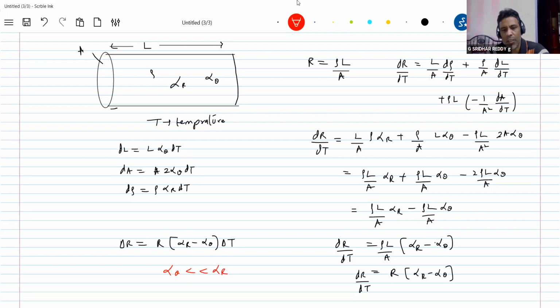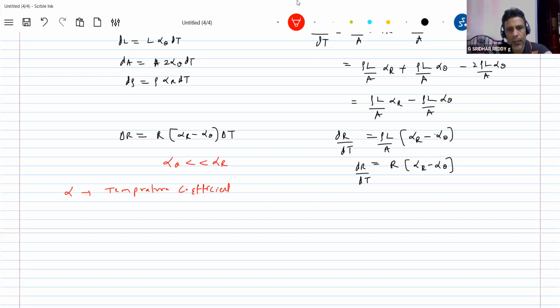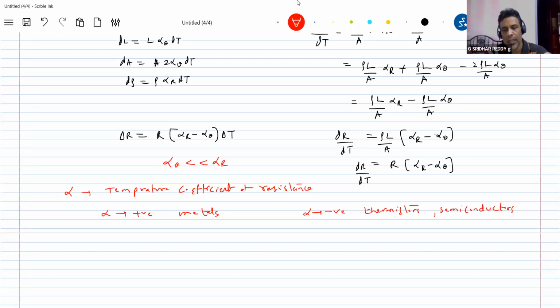So now what is alpha for a metal? This is called the temperature coefficient of resistance. This alpha will be positive for most of the metals like copper, aluminum, and all. And alpha will be negative for some materials like thermistors and semiconductors. Why is alpha positive? Any reason we can give?